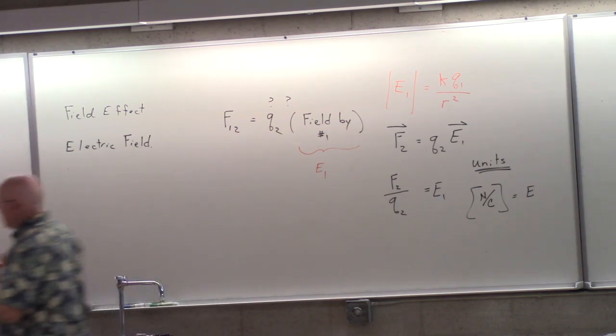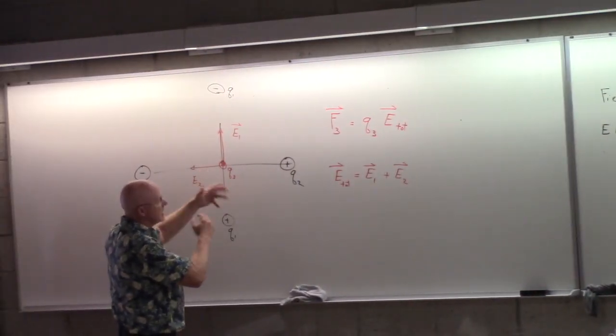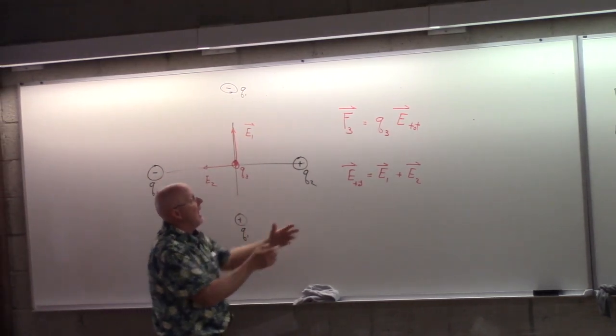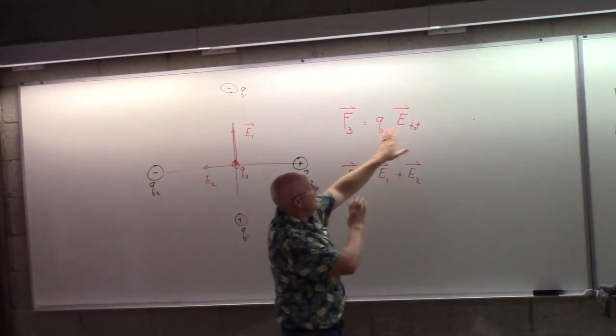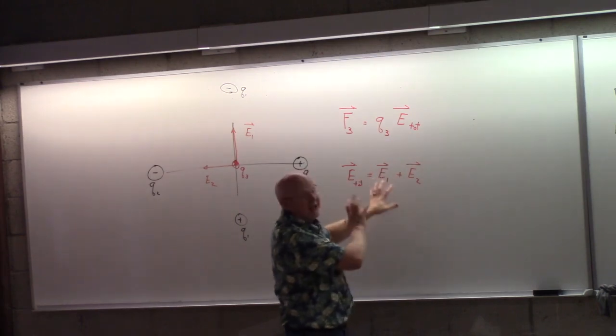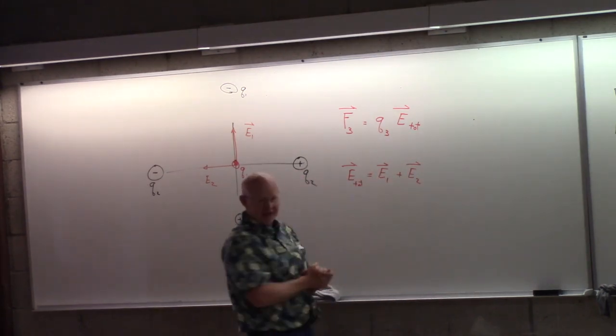And so that's what I need to do. This is what your author is trying to say. I would like to know what the force is on number 3. So in order to do that, I'm going to put charge number 3 in a field. The field, though, is created by 2 other charges, so I've got to add those vectors together.